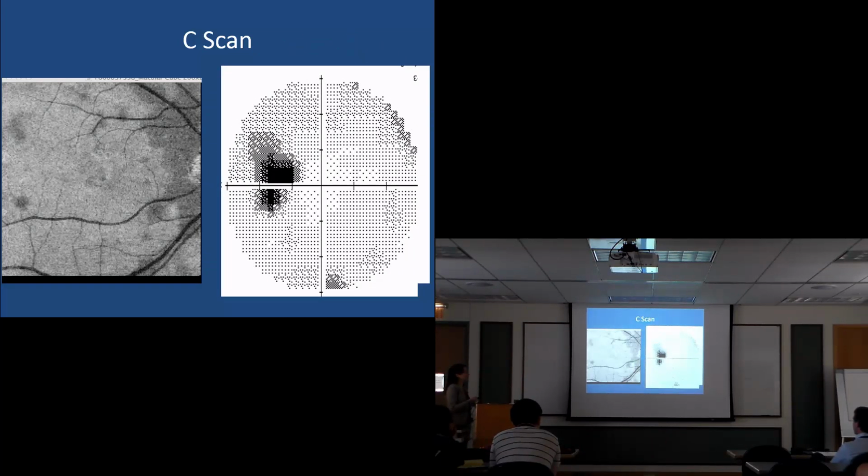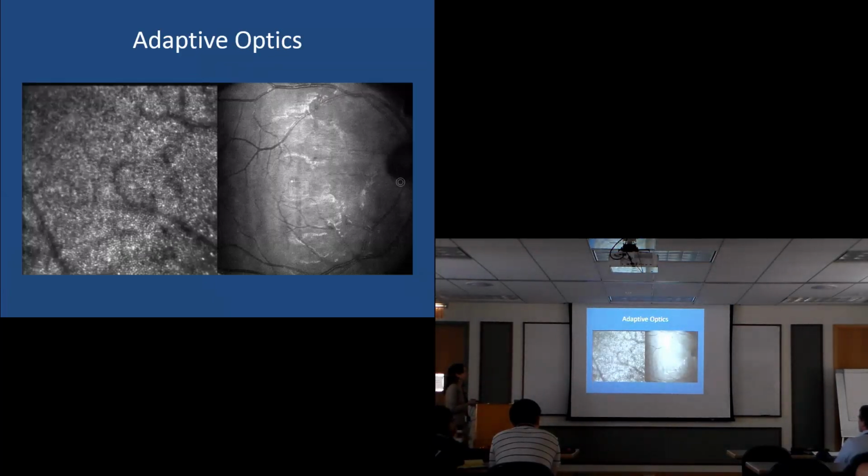So now we know what part of the eye is really causing that blind spot. It was the photoreceptors. That's been discovered in the last 6 months. No one knew that. Everyone thought it was the RPE before. And so this C-scan image with OCT showed us that.